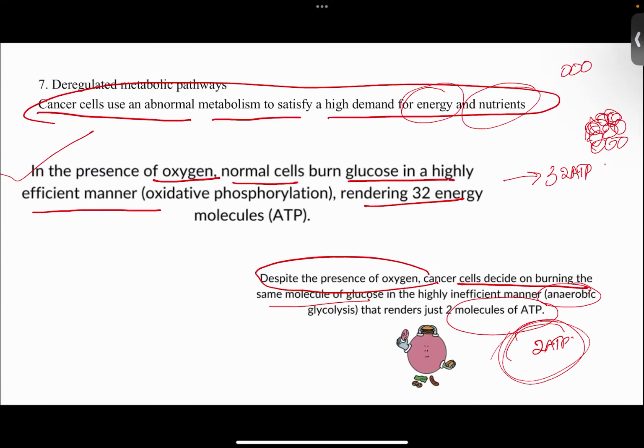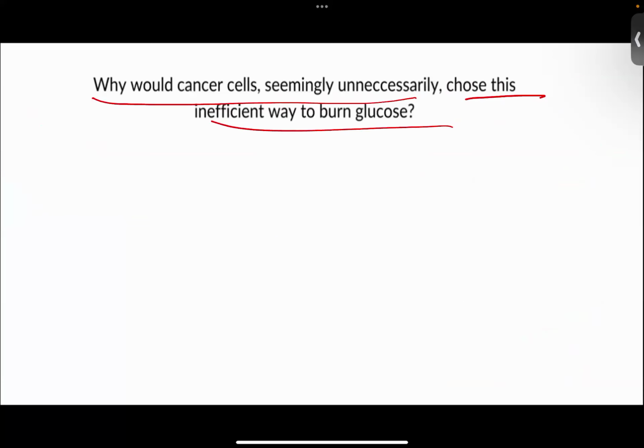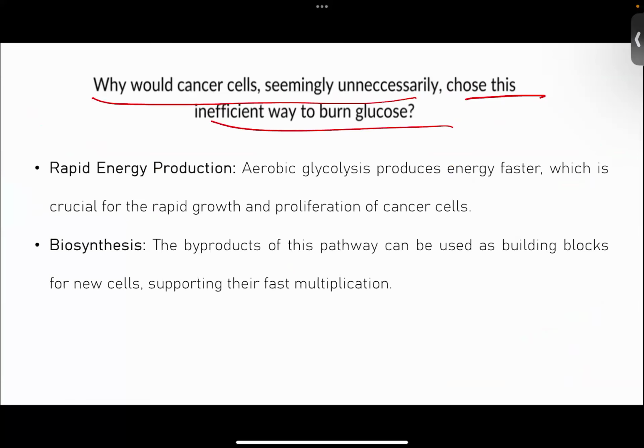So why would the cancer cells seemingly unnecessarily choose this inefficient way to burn glucose? This is a good process, but why did the cancer cell choose this way? Because they need rapid energy production. So aerobic glycolysis produces energy faster, which is crucial for rapid growth and proliferation.